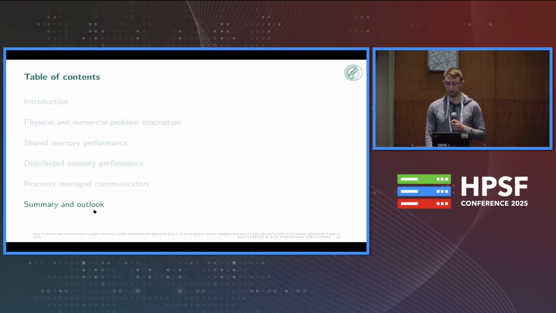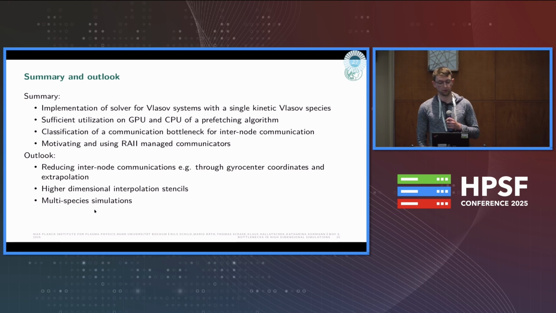With this, I'm already through my presentation. So the summary is that we implemented a solver for the Vlasov system with a single kinetic species. We have sufficient utilization so far on GPU and CPU for our prefetching algorithm. We classified quite extensively the communication bottleneck of internode communication, and we provided some motivation for resource-managed communicators to reduce the overhead on application developers.